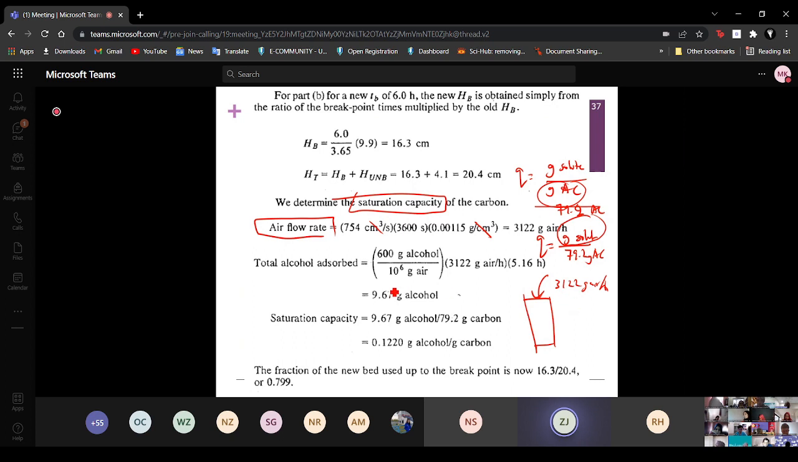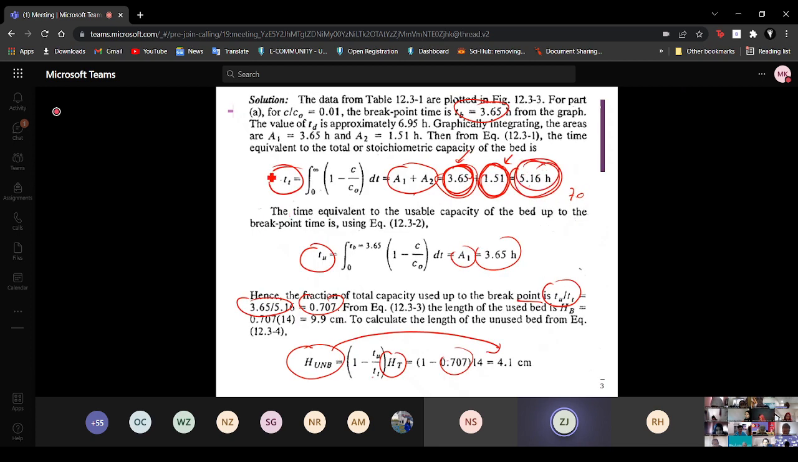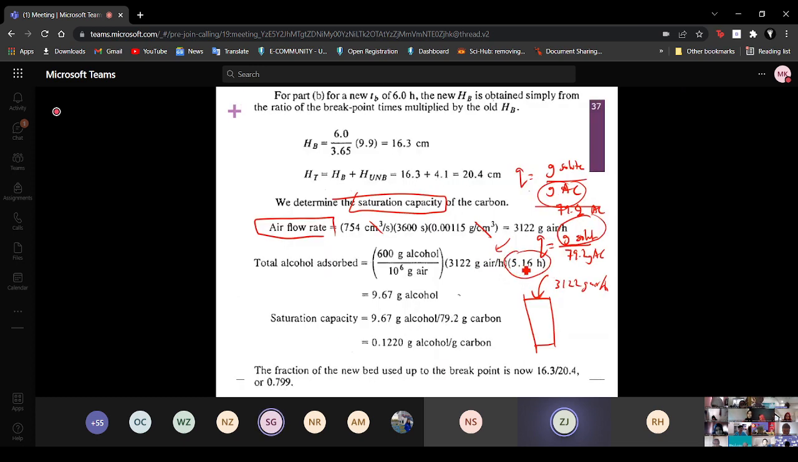Macam mana nak cari? Alright, so you tahu dalam air tu you ada 600 ppm. 600 ppm meaning that 600 gram alcohol per 1 million, so 600 gram per 10 power 6 gram of air lah. So you timeskan dengan mass flow rate of air here, and then you timeskan berapa lama you gonna spend. So how long you spend is basically TT tadi, total time equivalent 5.16 hours kat sini. So this is how long it spent in the column. So times dengan 5.16 dengan dia punya mass flow rate.